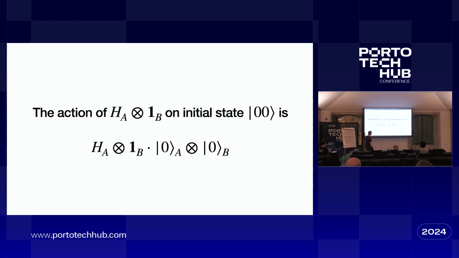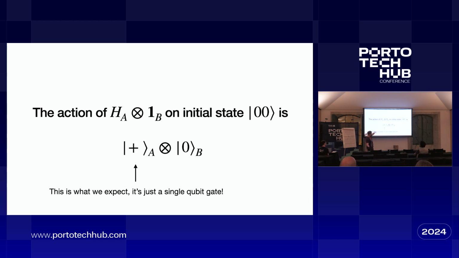So let's do the first step of this. This is a product. So the Hadamard acts on the first qubit. The identity does nothing to the second qubit. And so the combined effect, from the rules I showed you earlier about how tensor product operators act, I get that. That puts the first qubit in the plus state.